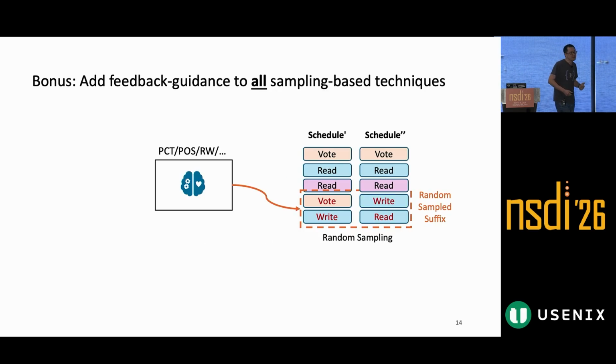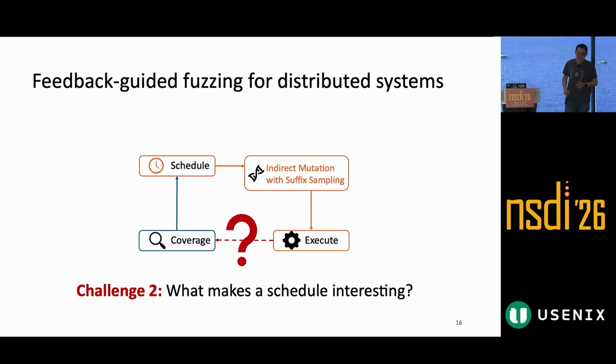What is even better is that, going back to the prior work, we saw lots of prior art trying to impose different heuristics to put constraints on the search space. And our method is actually adaptable to all prior work. Now we are adding this feedback guidance to all sampling-based techniques. Now we have solved the mutation challenge through indirect mutation with suffix sampling.